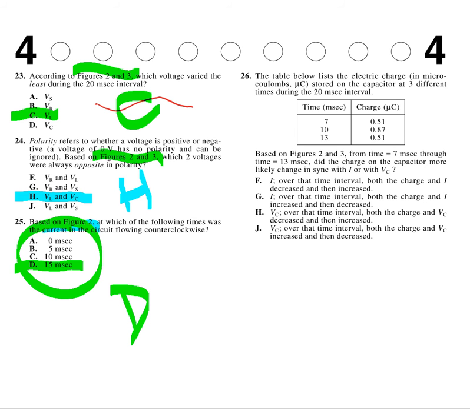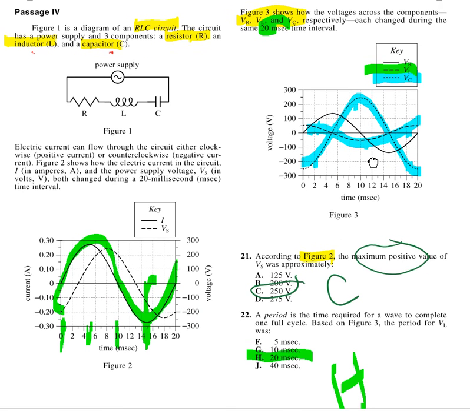Last one, 26. The table below lists the electric charge stored in the capacitor at 3 different times during the 20 millisecond interval. When I look at this right here, at 7, 10, and 13 milliseconds, I can tell that there's kind of a pattern that looks like this. It's 51, 87, and it comes back to 51. So I'm kind of looking for that kind of pattern. And we're only focusing on I_L and VC. So let's go back over here.